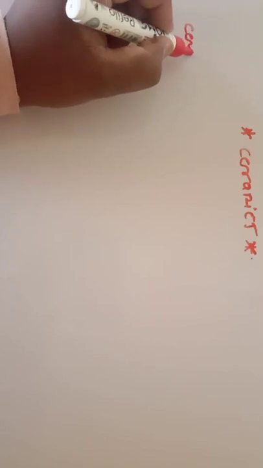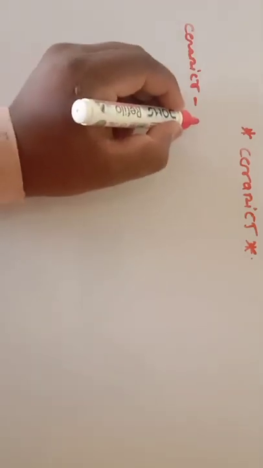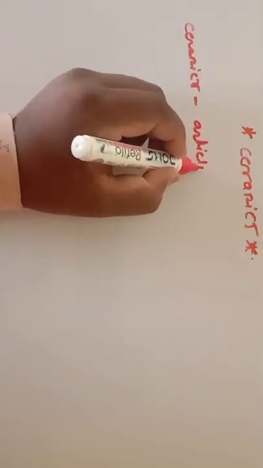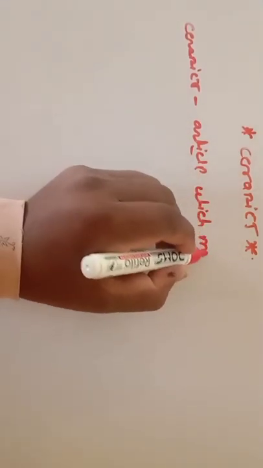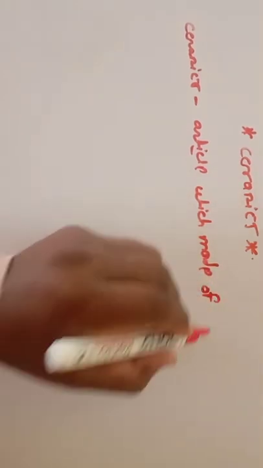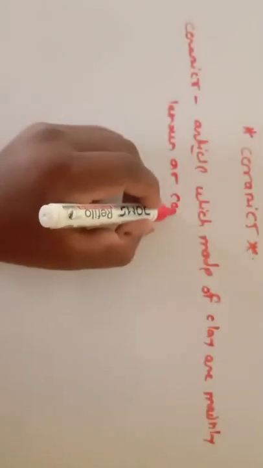The simple definition of ceramics: the articles which are made of clay are mainly known as ceramics.